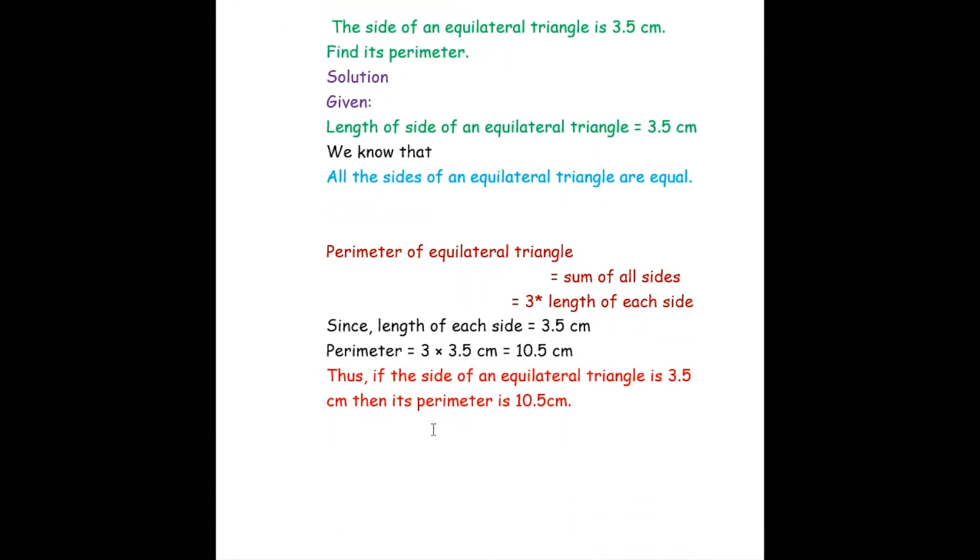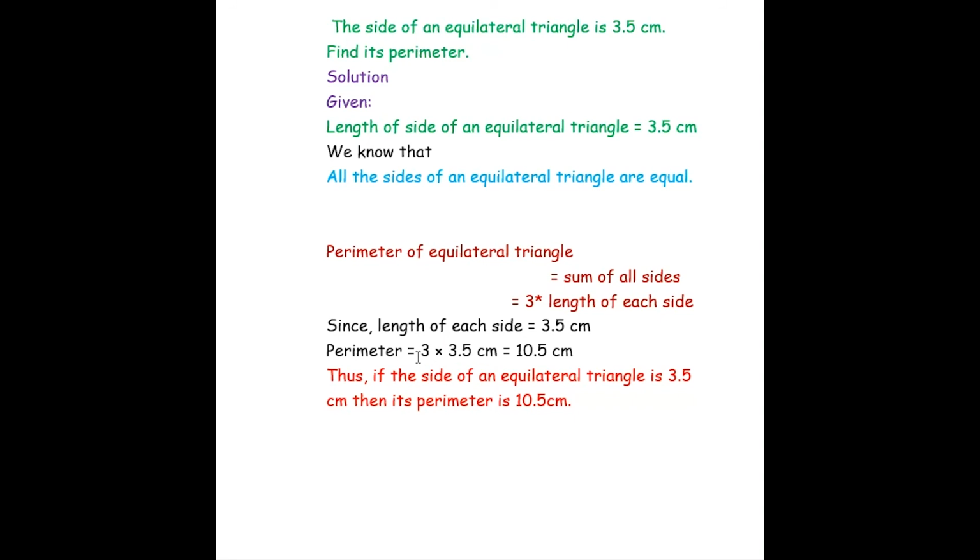Now let's see the next question. The side of an equilateral triangle is 3.5 centimeter. Find its perimeter. Solution. The length of the side of an equilateral triangle is 3.5 centimeter. We know that all the sides of an equilateral triangle are equal. The perimeter of an equilateral triangle is the sum of all the sides. Since all the sides are equal, we can write the perimeter formula as 3 into the length of each side. It's given that the length of each side is 3.5 centimeter. So the perimeter is 3 into 3.5 centimeter.